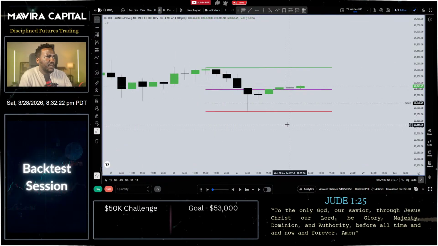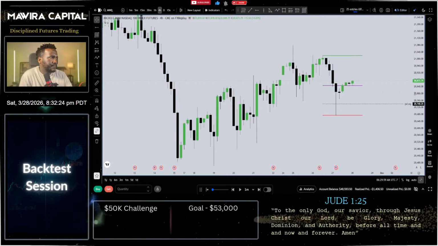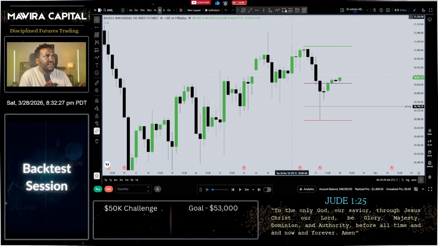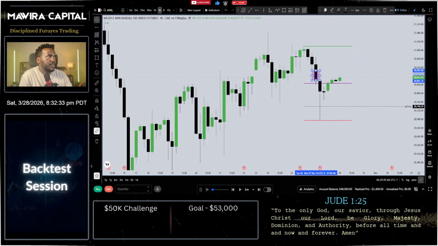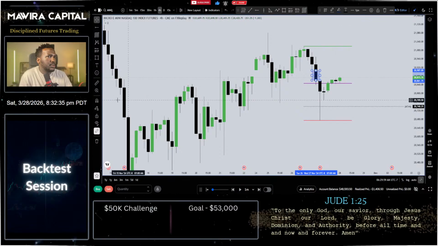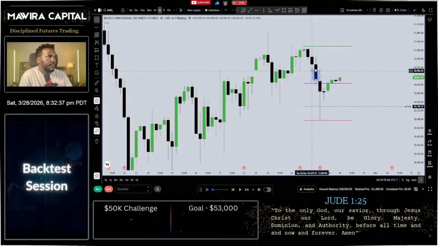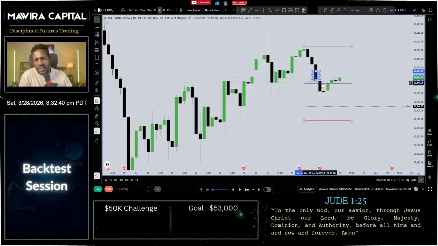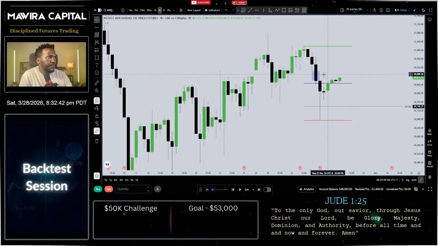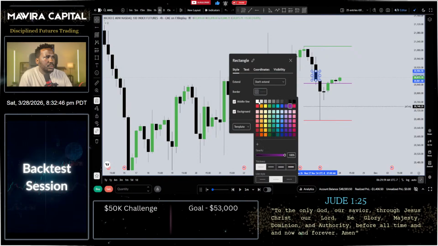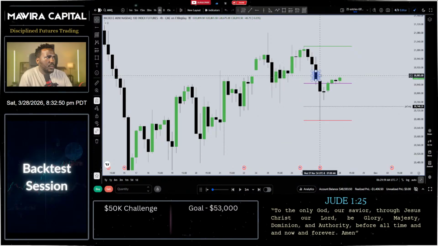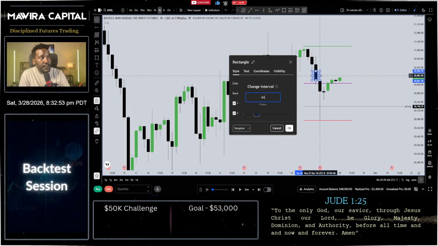So let's go look at the 4 hour. How does it look? Look at that. Wow, fair value gap right there. I like that a lot. Blue, blue, blue. One watching. It's the 4 hour.